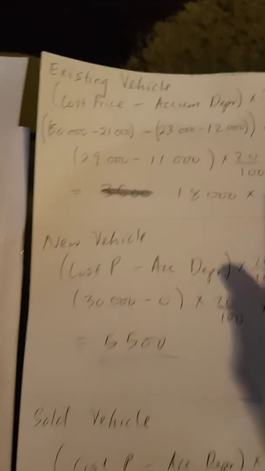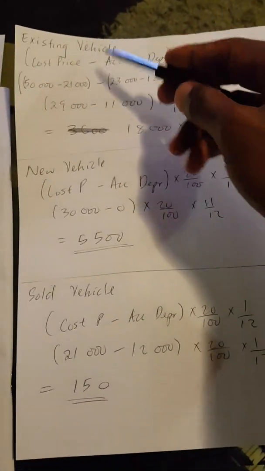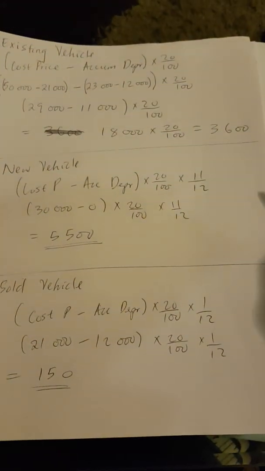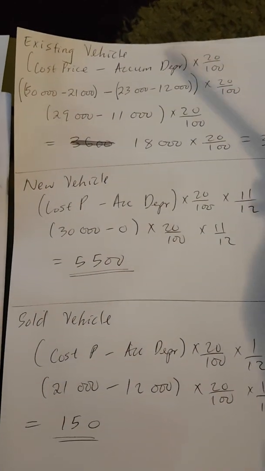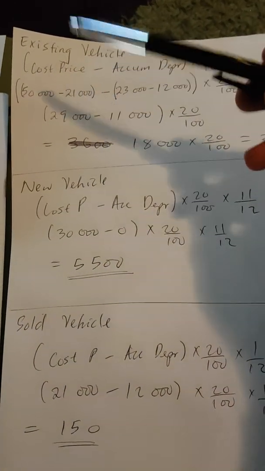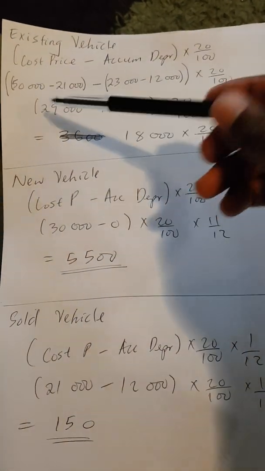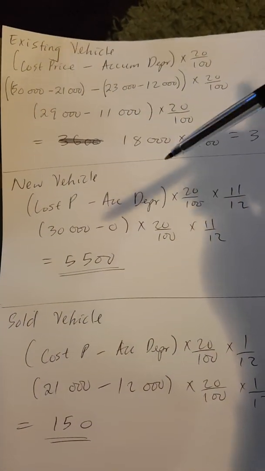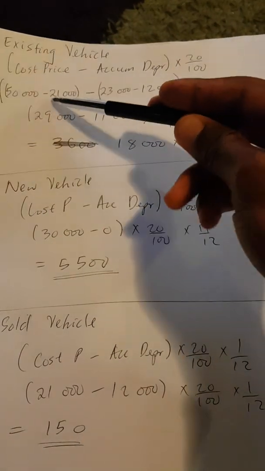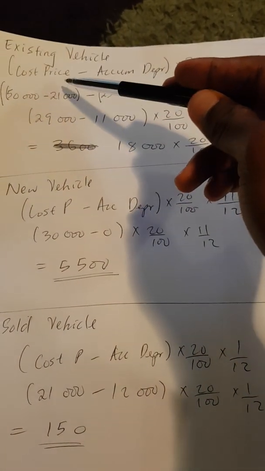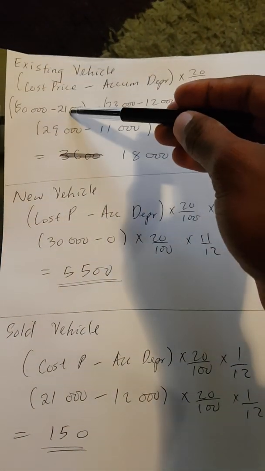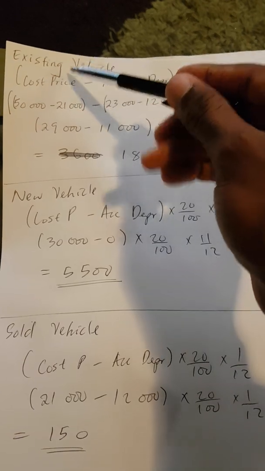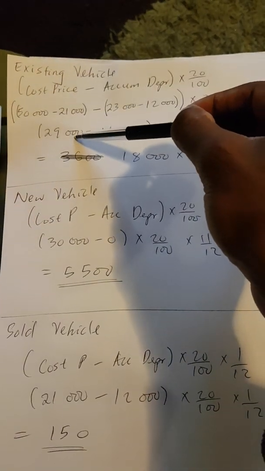Okay, so now these are the steps. So you have step number 1, step number 2, and step number 3. So now for the existing vehicle, remember when you started the financial year, you had vehicles of 50,000 at the beginning of the year. Because you sold the vehicle of 21,000, the existing cost price of the vehicle is no longer 50,000. So you must subtract the cost price of the sold vehicle. So now the cost price of the existing vehicle is going to be 29,000.